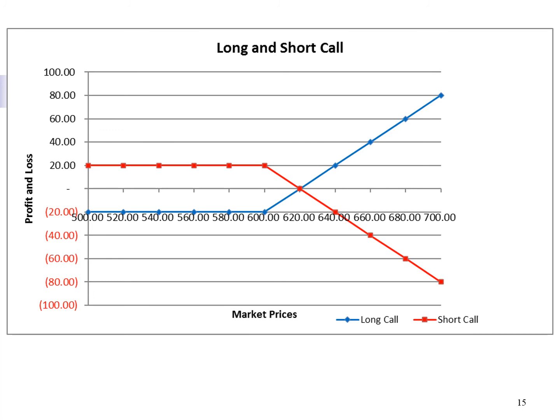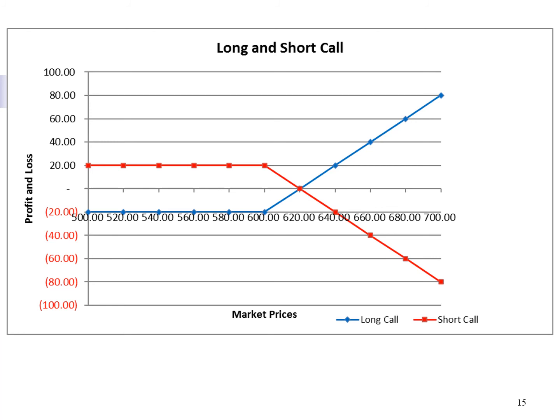The seller or writer of a call option incurs the obligation to sell the underlying asset at a predetermined strike price if requested by the buyer of the call option, or the call holder. If the market price is below $620 at the time of expiration, the call seller will make money on the call sale. The amount of the call seller's profit can be no more than $20.